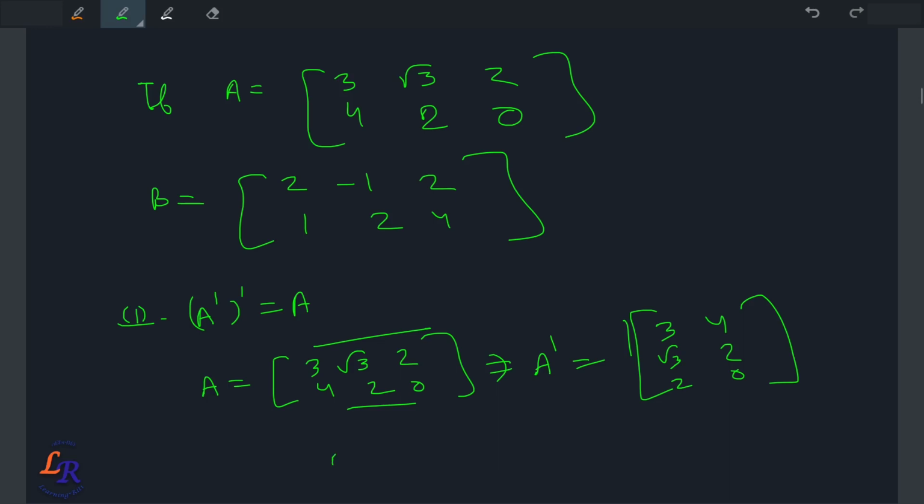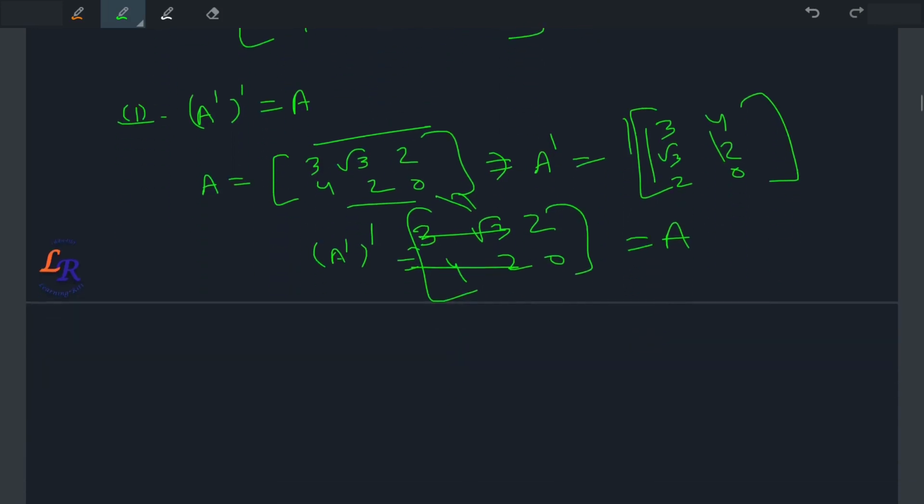Now you again take the transpose of this, so you change again. This row will become a column here and this row will become a column here, so you can have 3, root 3, 2 and here you can have 4, 2, 0. Now you see that this is the same matrix which we started with, so it is equal to it. You can see this very easily.